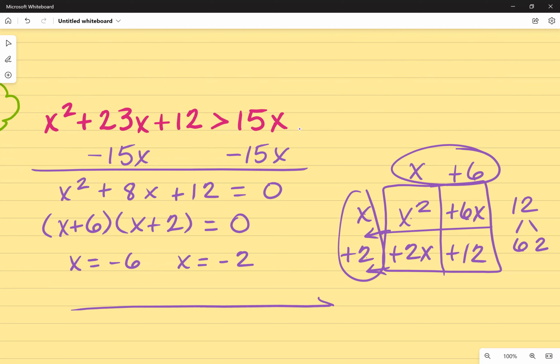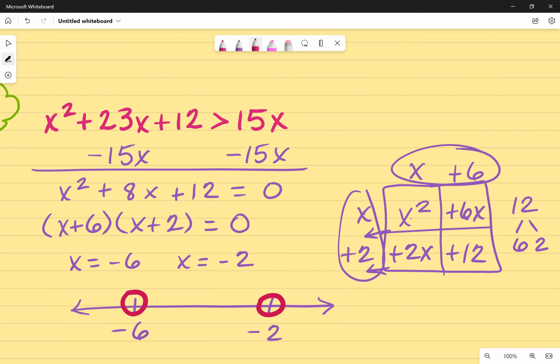Go ahead and draw my number line starting from left to right. Remember, the bigger number, when it has a negative sign, comes first. And since it's a greater than symbol, inequality, I'm going to use an open circle. Let's be consistent here. Open circle. And then I'm going to test it.